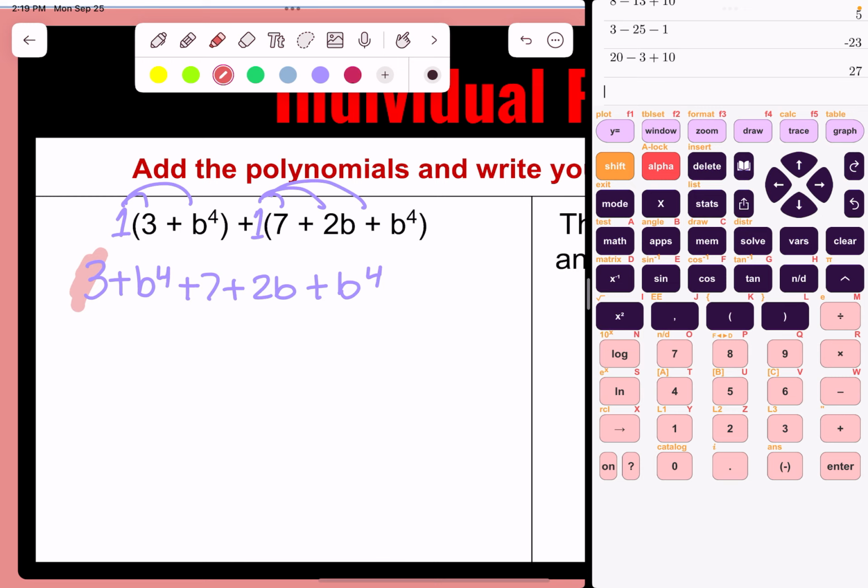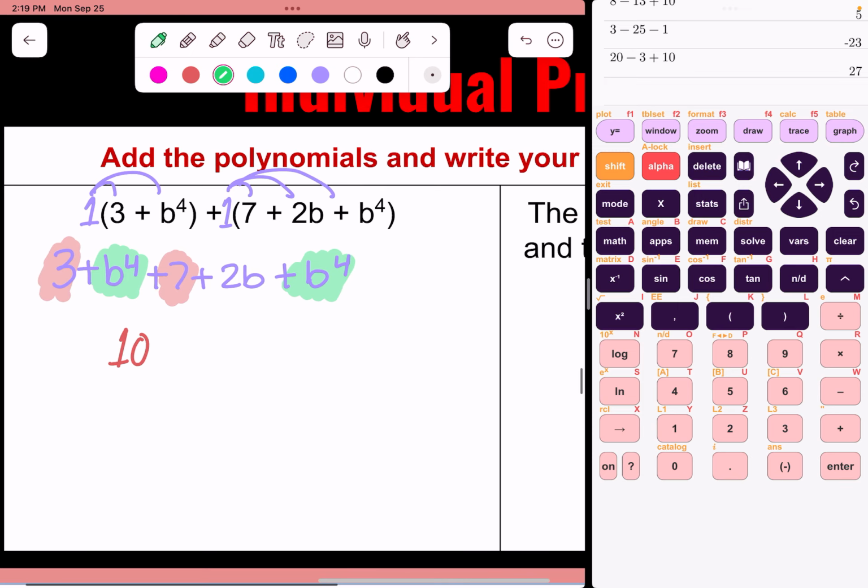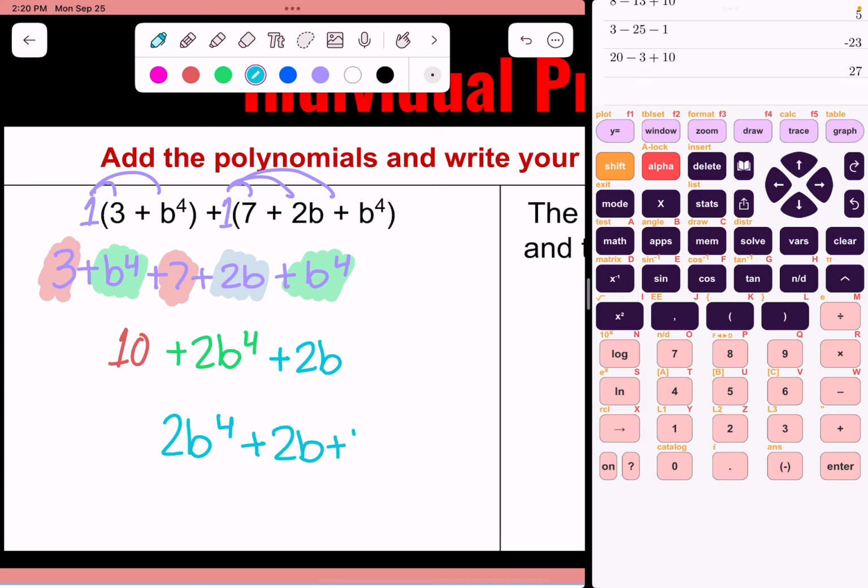All right, for constants, I have 3 and a 7, and that's all. So that would be 10. Then I have a b to the fourth and a b to the fourth. That's 1b to the fourth plus another b to the fourth, which gives me 2b to the fourth. And then I have my 2b. Now, in standard form, my biggest exponent is this b to the fourth. Then I have the 2b. And then lastly, I put my constant, which is 10.